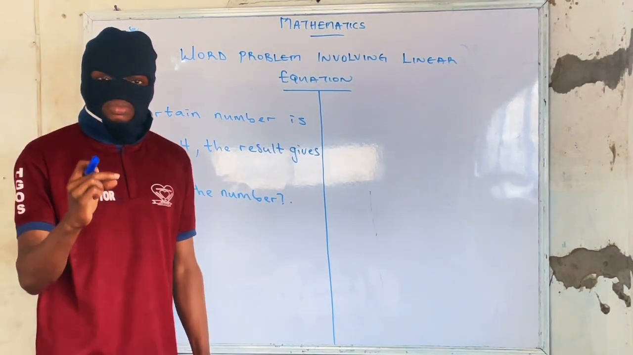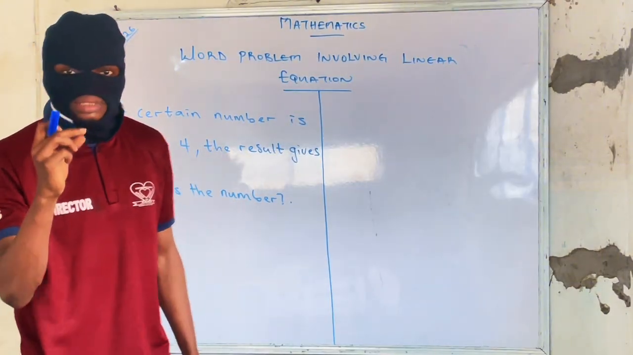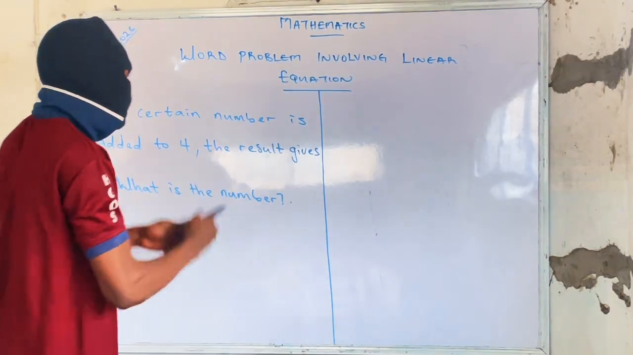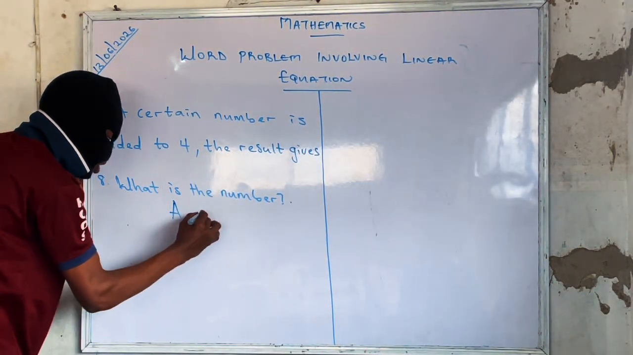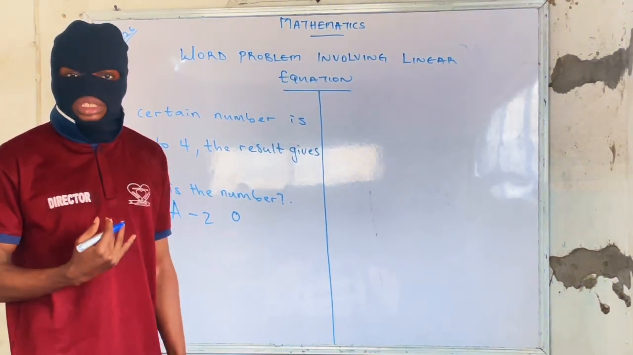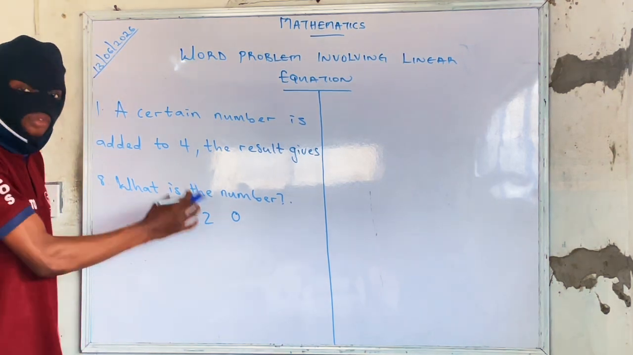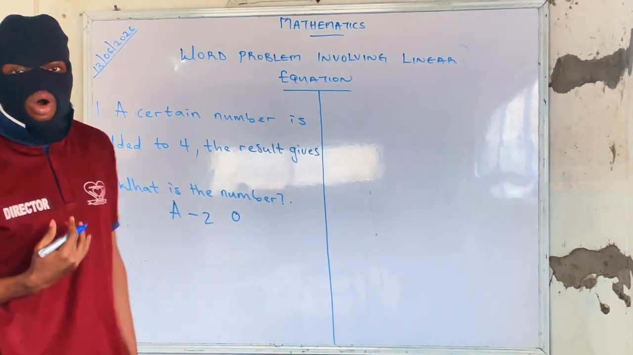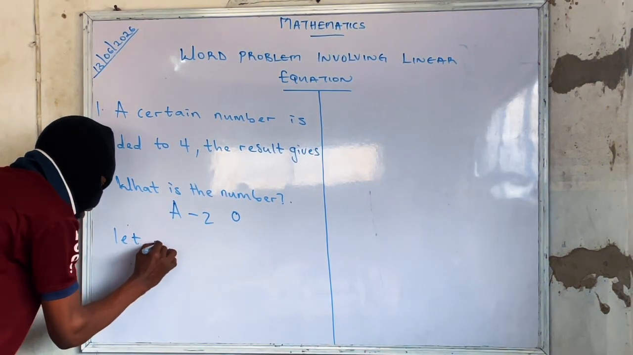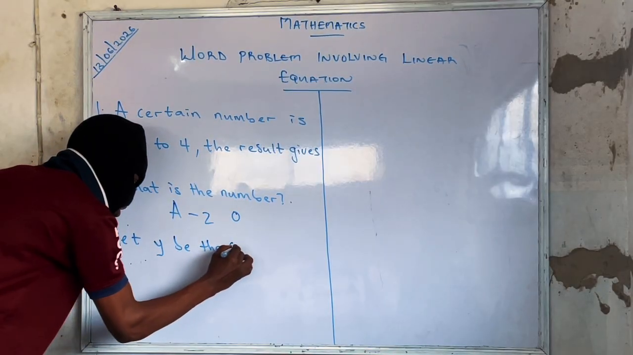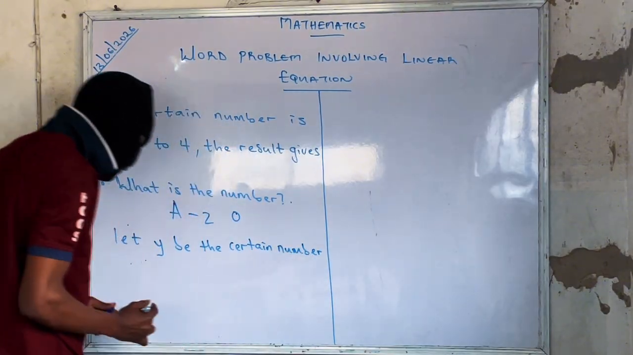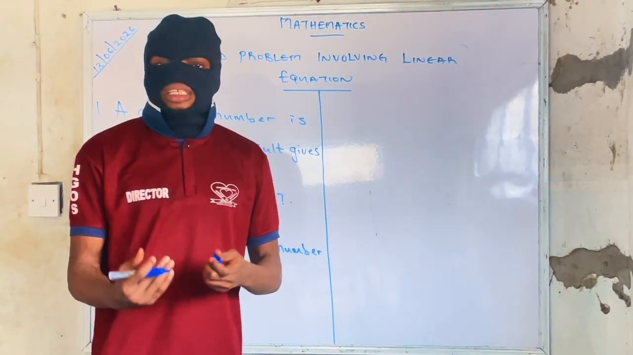Now, the first thing you are going to do is represent this number with a letter, or a variable. I told you that for variables we have A to Z. There's only one variable you can't use, which is the letter O, but other variables you can use. So we are representing the certain number, the unknown number, with a variable. Let's use y. Let y be the certain number.